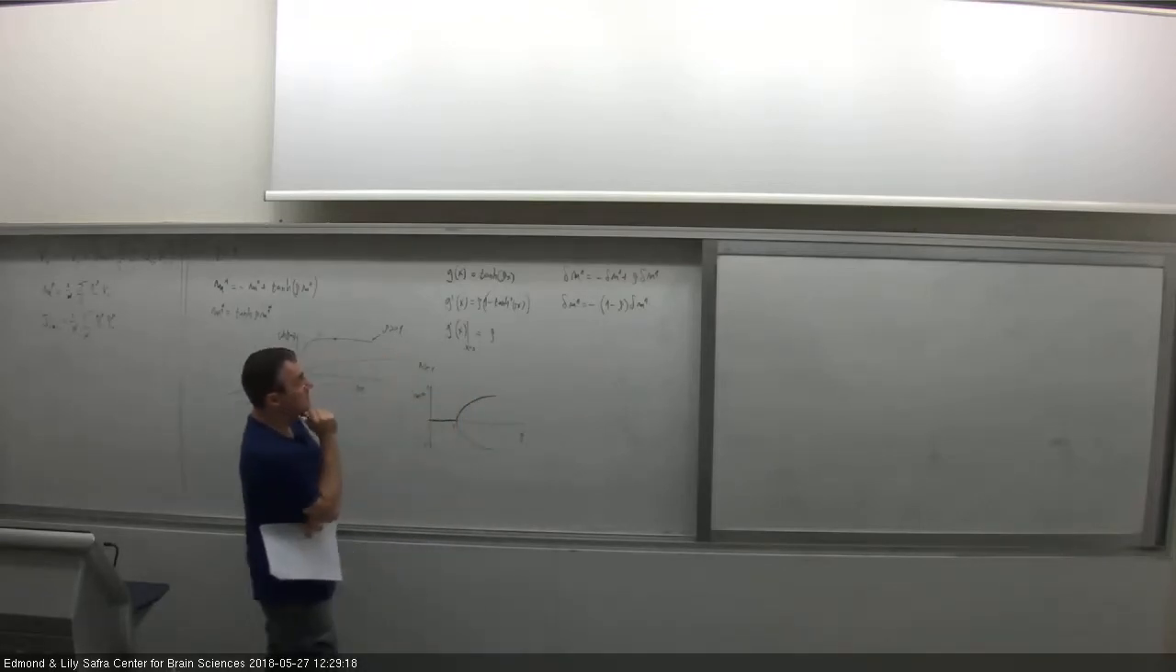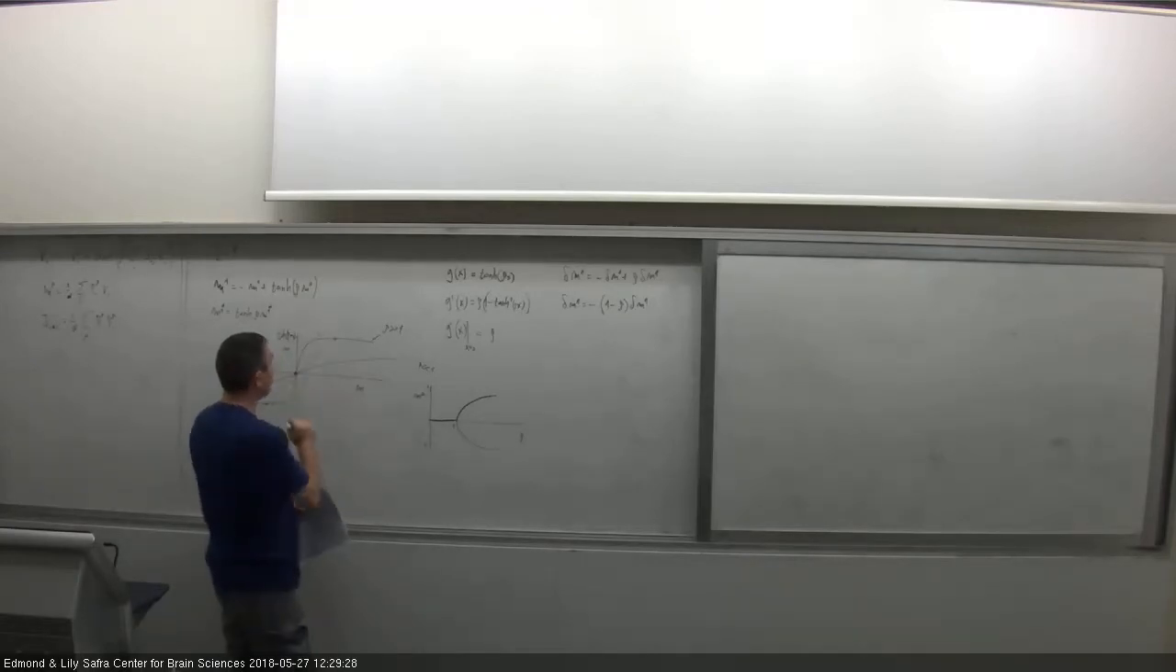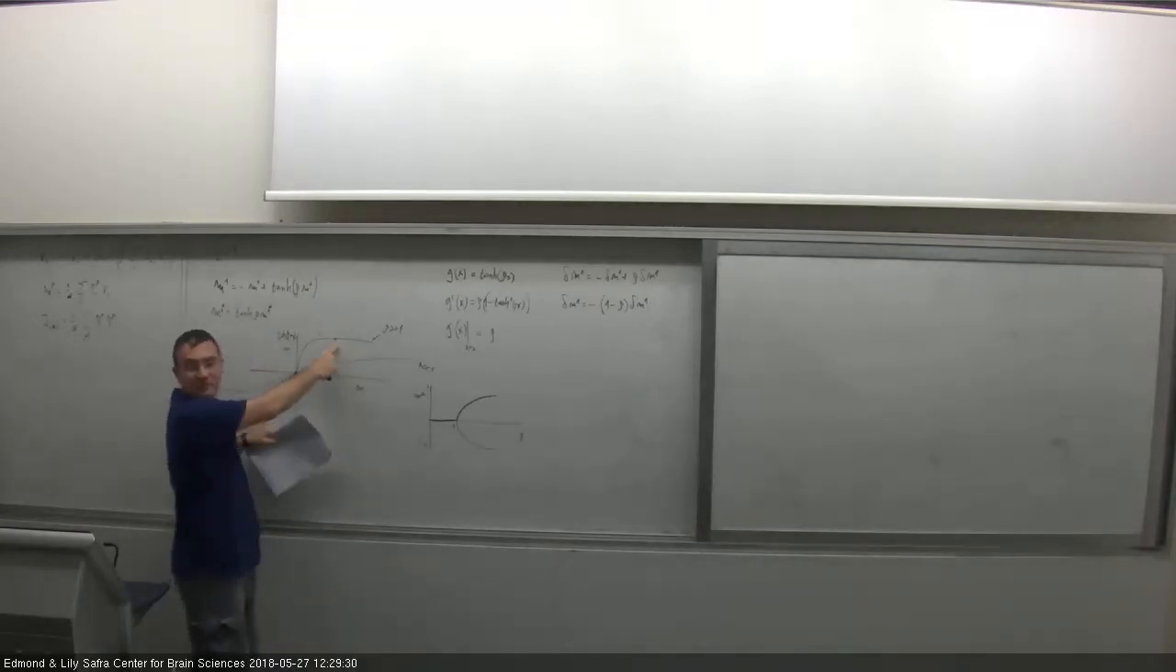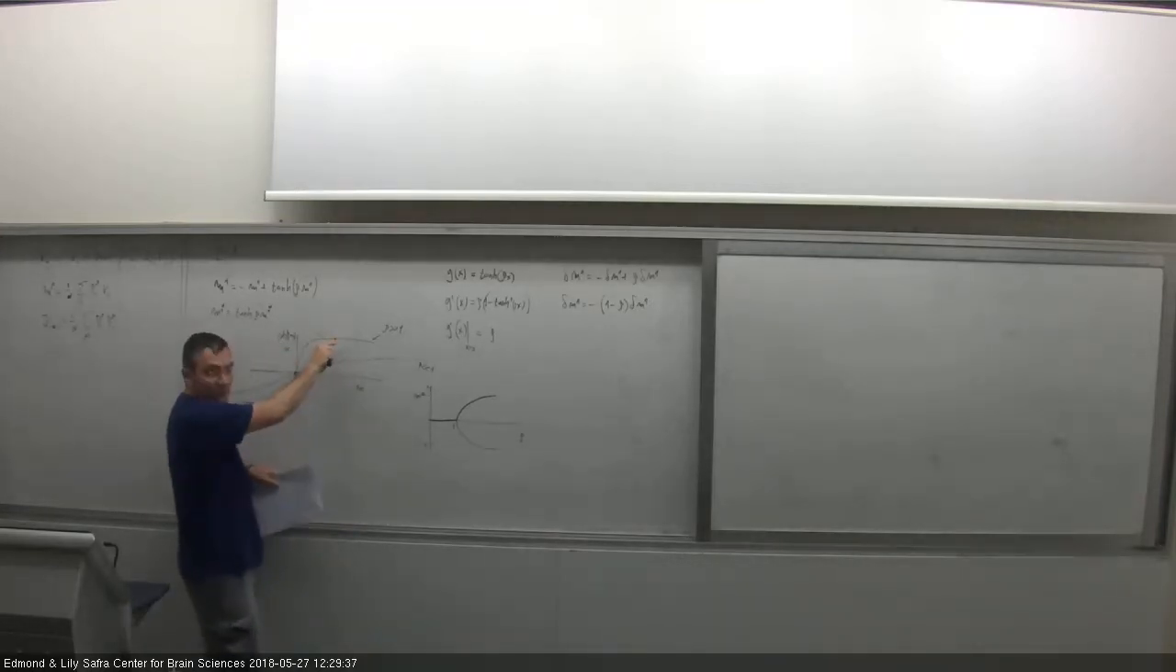So again, when beta is smaller than 1, then the fixed point is stable. When beta is larger than 1, then this fixed point is unstable. What about these fixed points? They will be stable because the slope is smaller than the slope of 1.